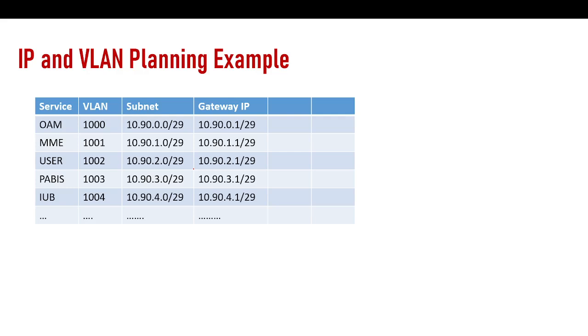So you need to have VLANs and IP addresses for all these different services. From these, you can see that we have O&M assigned VLAN 1000, MME 1001, user 1002, and BAPIS and IUB all assigned separate or different VLANs. And you also need to assign subnets. So many times we plan separate or different subnets for different services. For O&M we are using 10.90.0.0, mask is 29, and then we need to assign the gateway that will be configured on the CSG. So you will have gateways for these different services, VLANs for different services, IP addresses for different services, and then the remaining IP addresses, of course, are configured on the BTS end. So this is just a sample, but always pay attention to the VLANs and the subnets. You don't need them to be duplicates.